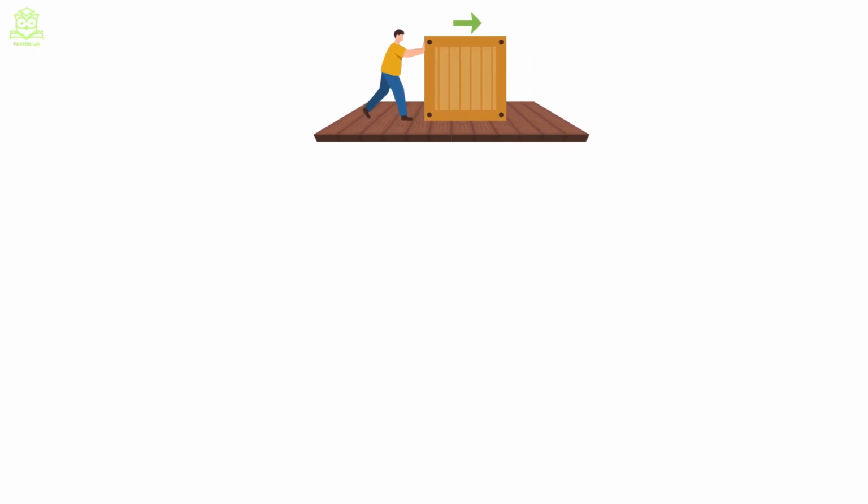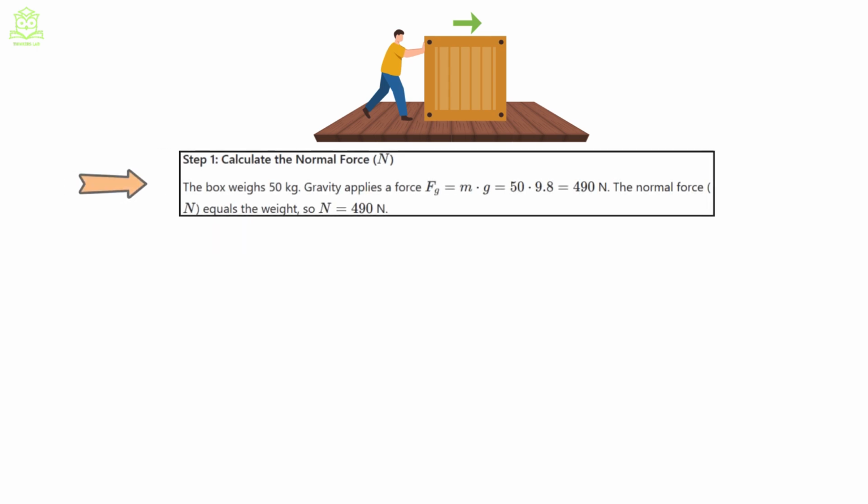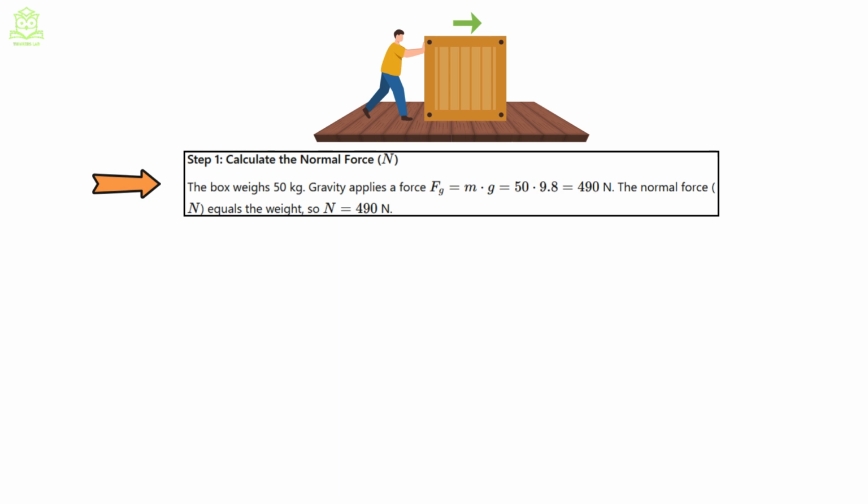Real-life example, moving a box. Imagine you're trying to push a heavy box across a wooden floor. Let's calculate how friction works step by step. Step 1. Calculate the normal force. The box weighs 50 kilograms. To calculate its weight, multiply the mass by gravity. Gravity is 9.8 meters per second squared, so 50 times 9.8 equals 490 newtons. This is the normal force.